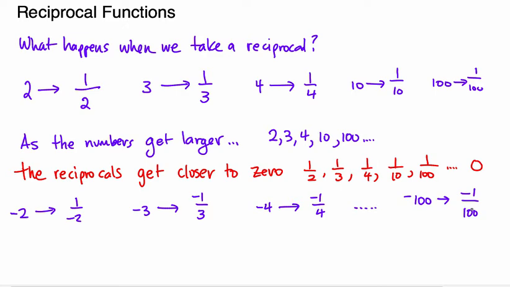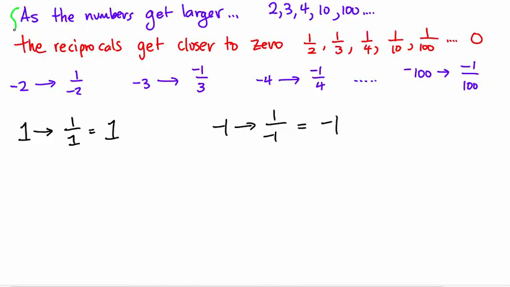There's a couple other neat numbers with reciprocals. If you took the number 1 and you took the reciprocal of that, you would end up with the original number again. And negative 1's reciprocal would also be the same as the number that you started with. So we've got a couple patterns here. The first pattern is as the numbers get larger and larger, the reciprocals get closer and closer and closer to 0. And a second pattern is if you have the numbers 1 or negative 1, these don't change.